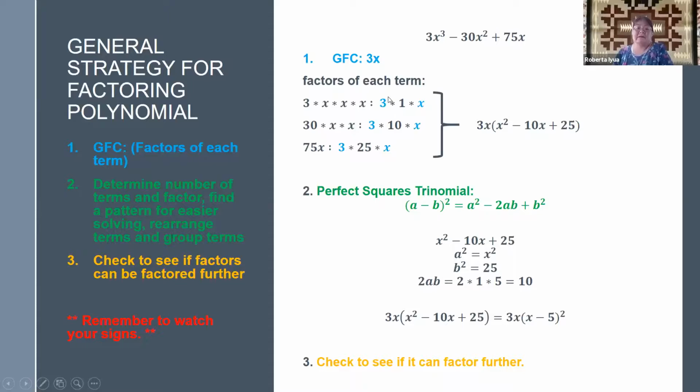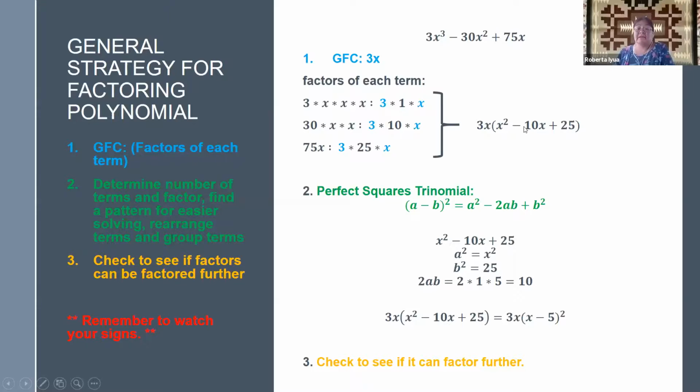Here I factored a 3 out of each of them and 1x out of it, because that's the term with the lowest exponent. So I factored 3x out of 3x cubed minus 30x squared plus 75x, which came out to be x squared minus 10x plus 25.